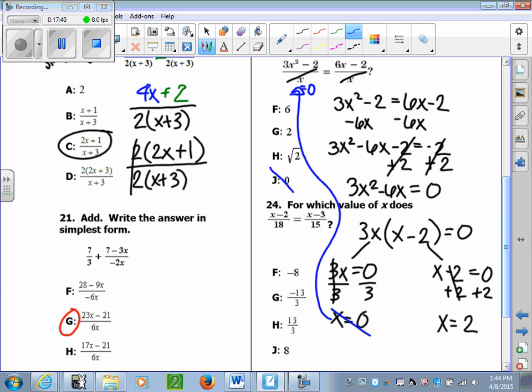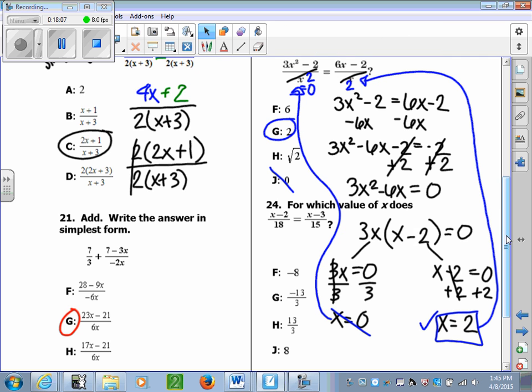Let's check this 2 over here, this other solution. If I put a 2 into the denominator here, that means my denominator equals 2. 2 is fine, as long as it doesn't equal 0. I can also check this one over here. So if I put a 2 in here, my denominator equals 2, does not equal 0. So this x equals 2 is a real solution, and so G is my only answer. Okay?